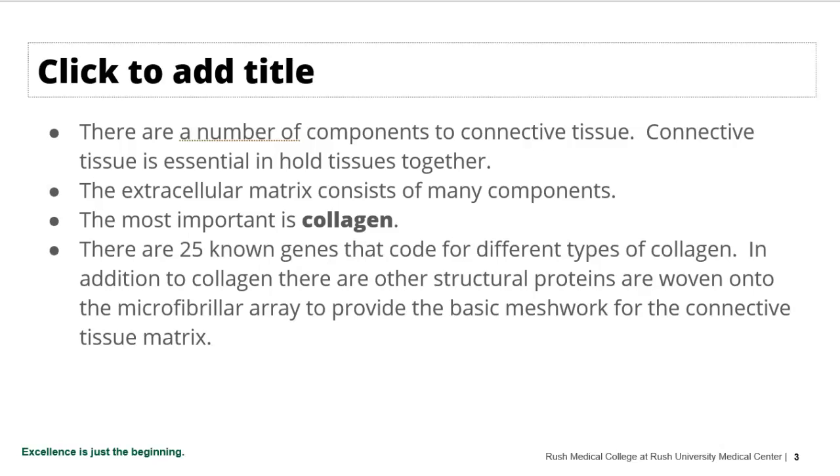Connective tissue is essential in holding tissues together. The extracellular matrix consists of many components, and one of the most important parts is collagen. There are 25 currently known genes that code for different types of collagen. In addition to collagen, there are a number of other structural proteins woven into this microfibrillar array to provide the basic meshwork for the connective tissue matrix.